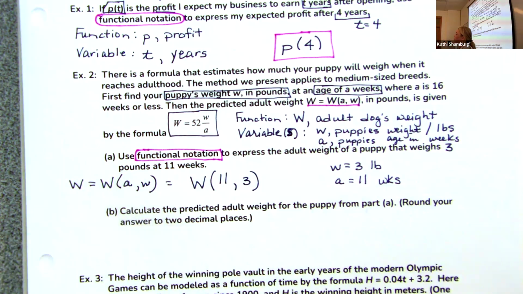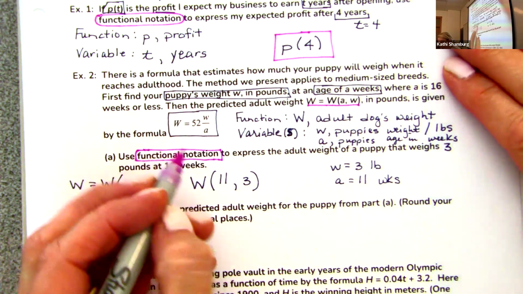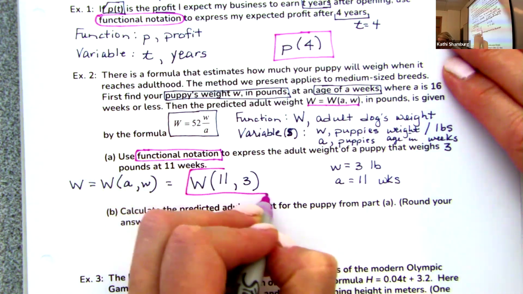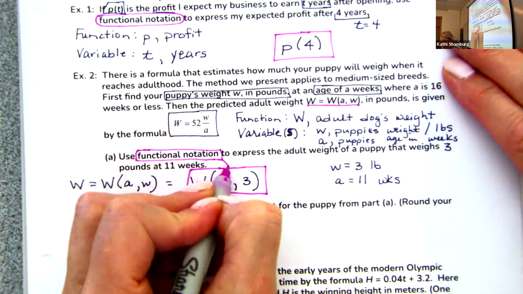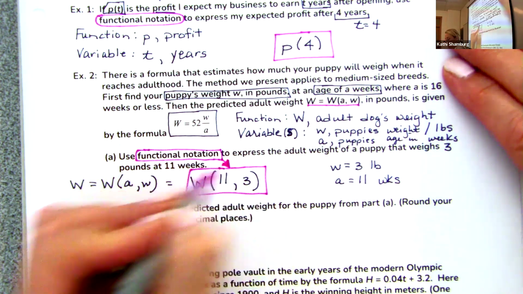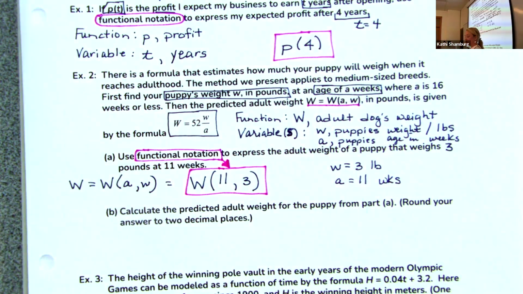3. And if you don't pay attention, I'll have a lot of students that in their haste would write W of 3, 11, because the number 3 came first in the sentence before 11. So you have to be careful. That's why it's important that you define the information. Now, what is the actual answer? Functional notation is that W of 11, 3.